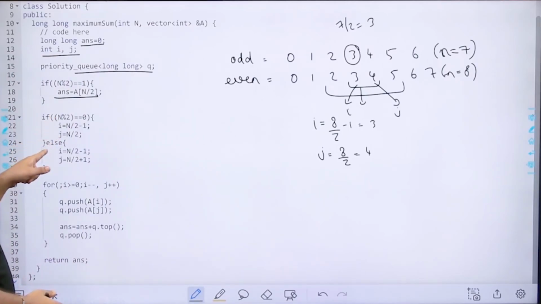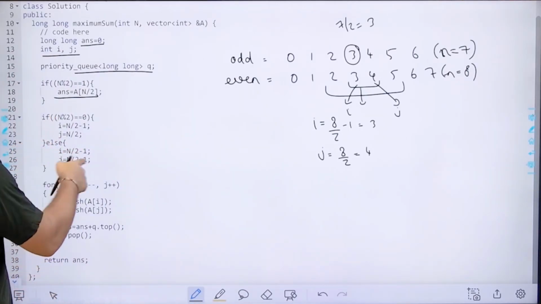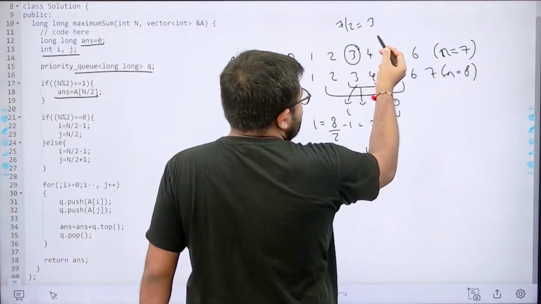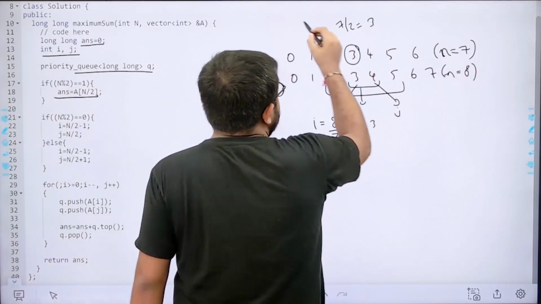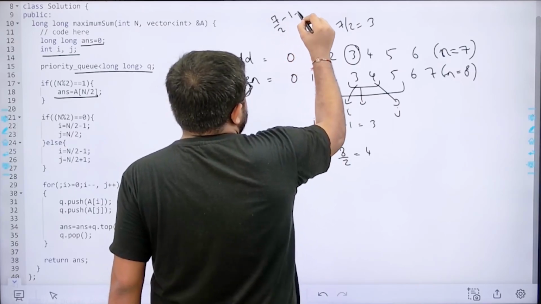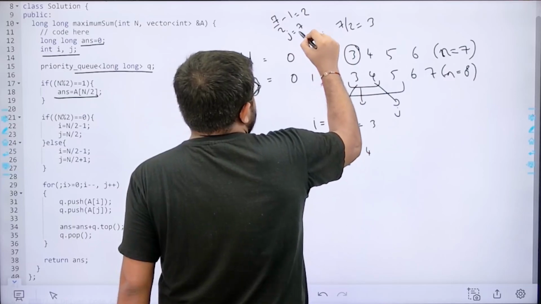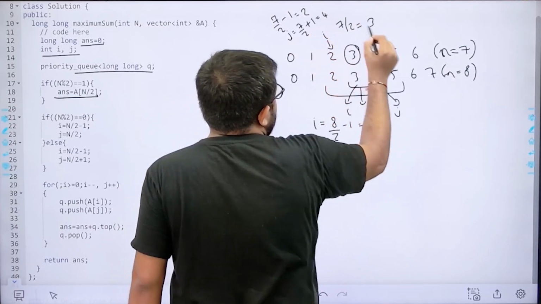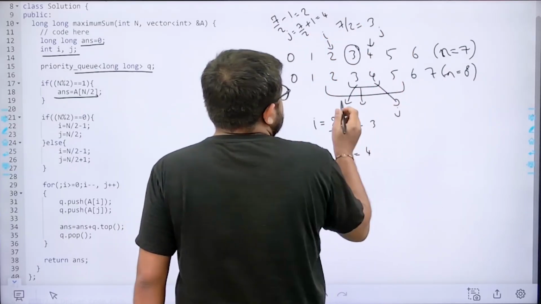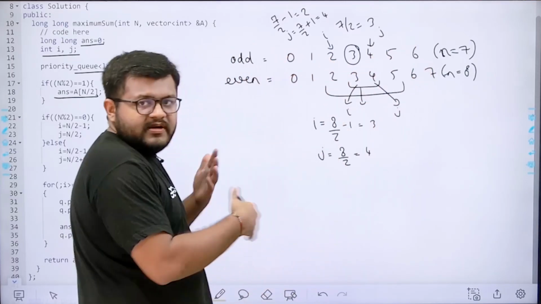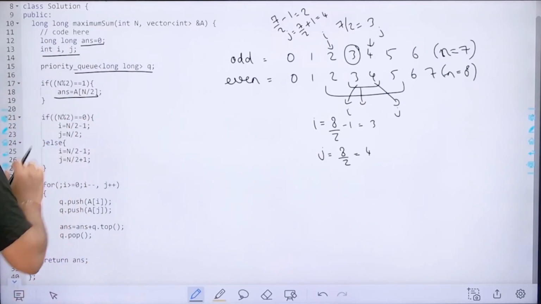And if the number of elements is odd, then I equals to n by 2 minus 1 and j equals to n by 2 plus 1. How? So here n by 2 is 3, n by 2 minus 1 will be what? 7 by 2 minus 1 will be 2. So this would be my I, and j equals to n by 2 plus 1 will be what? 4. So this would be my j. So I'll take these two elements, then these two elements, then these two elements, and so on. Okay. So I have set I and j.